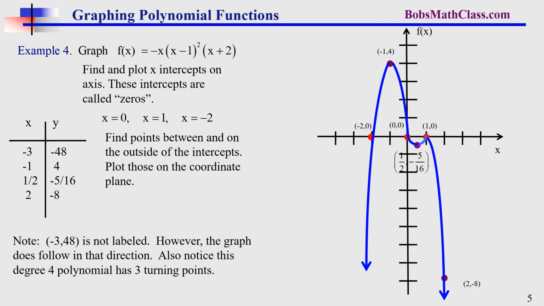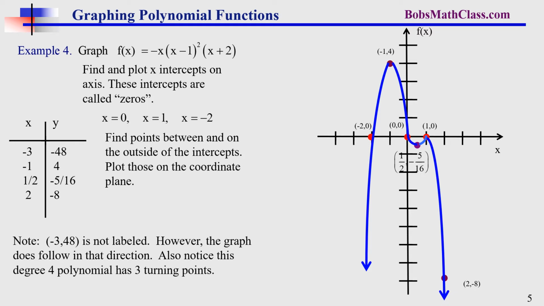All right, just the last note there. I didn't label (-3, -48). There should be a negative there, by the way. But I just show that it goes in that direction. And this is a degree 4 polynomial, right? There's 4 x's. The x minus 1 squared, since it's squared, counts for 2 x's. The x plus 2, there's a third x. And then the x in the very front, that's the fourth x.